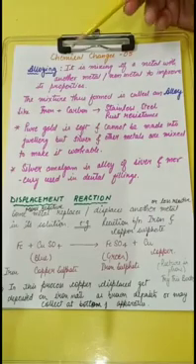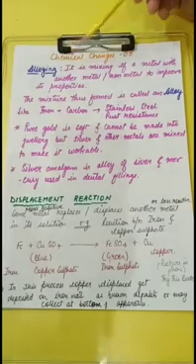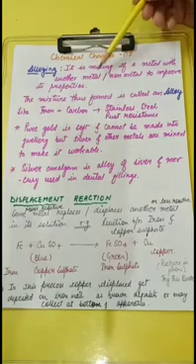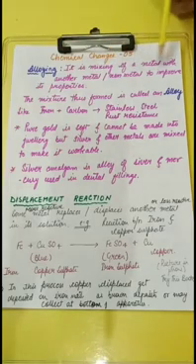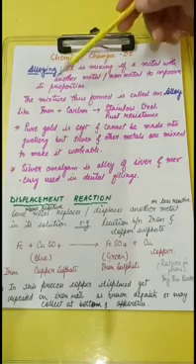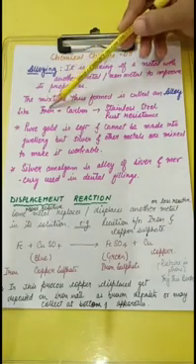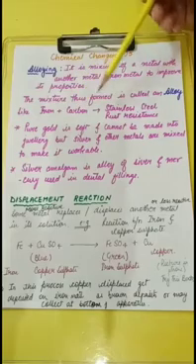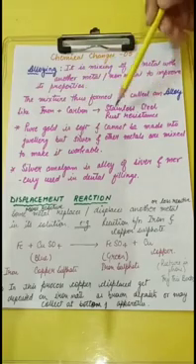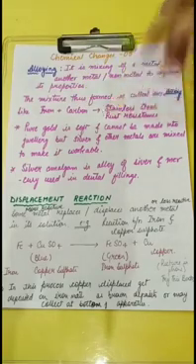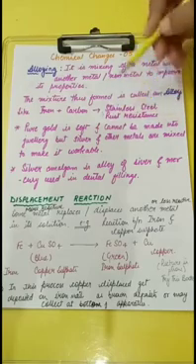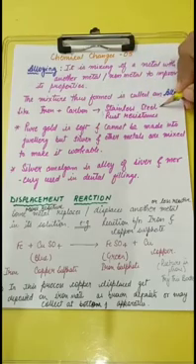Let's begin with alloying. What is alloying? It is mixing of metal with another metal or a non-metal to improve its properties. The mixture thus formed is called an alloy. Like iron is mixed with carbon, which forms stainless steel, which improves its rust resistance. Pure iron gets rusted, but stainless steel is rust resistant.